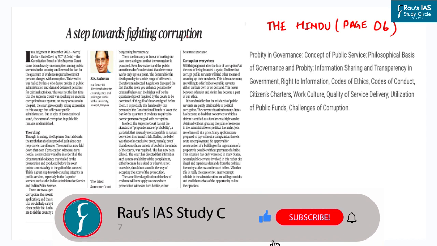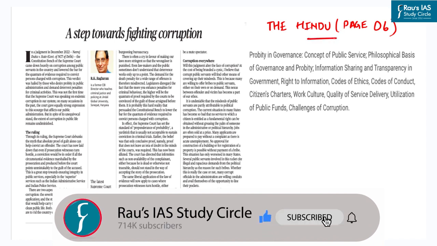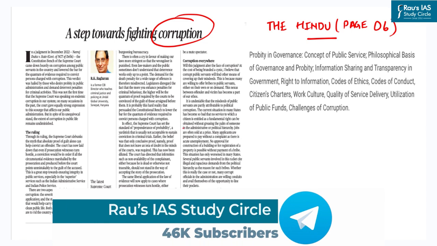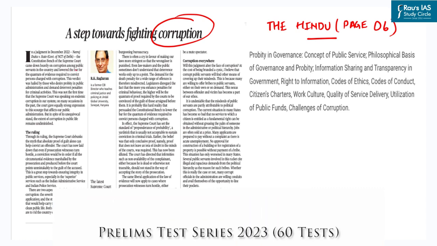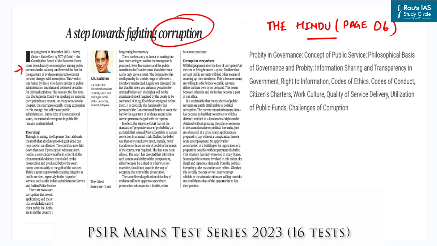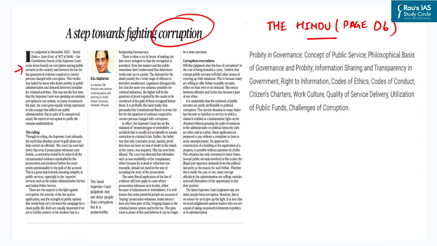Now moving on to the first article of the day that has featured on page 6 of the Hindu, which basically talks about the issue of corruption. Recently, in a judgment by the Supreme Court, the constitutional bench came down heavily on corruption among public servants in the country and lowered the bar for the quantum of evidence required to convict a person charged with corruption. The court has now laid down that even if a prosecution witness turns hostile, a conviction would be in order if all the circumstantial evidence marshalled by the prosecution and produced before the court points towards the guilt of the accused.